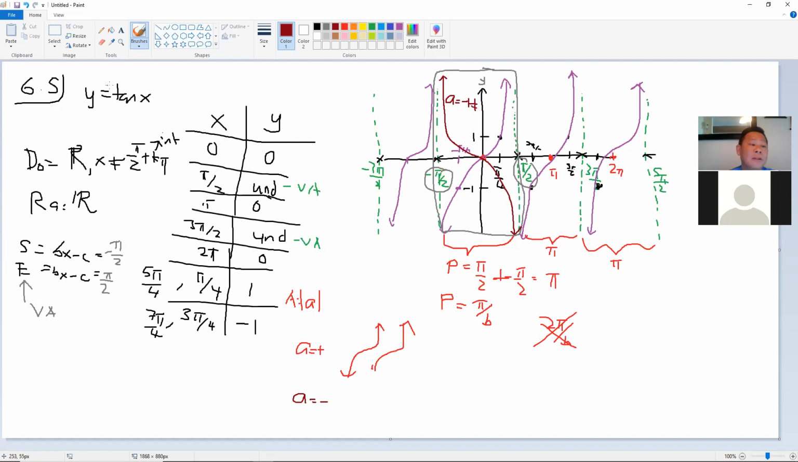So for example, if you have y equals negative 2 tangent x, then your graph looks like the brown one instead of the purple one, because it is reflected over the x-axis. Again, this 2 means that this value is no longer at 1 and negative 1. It will be stretched to 2 and negative 2.